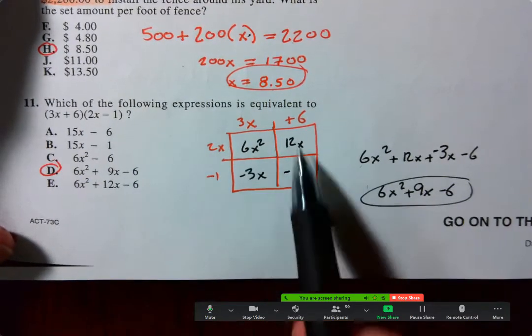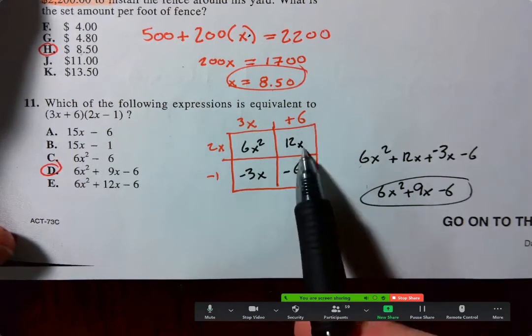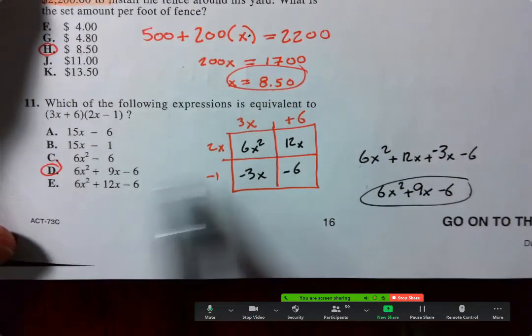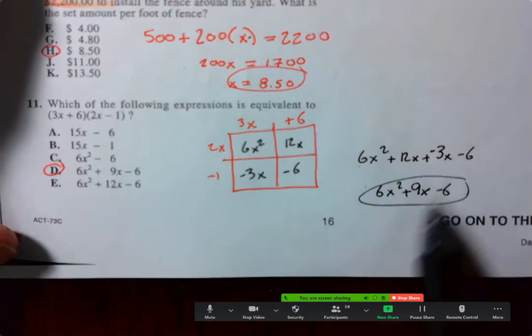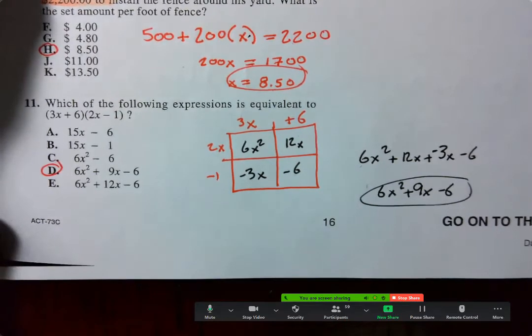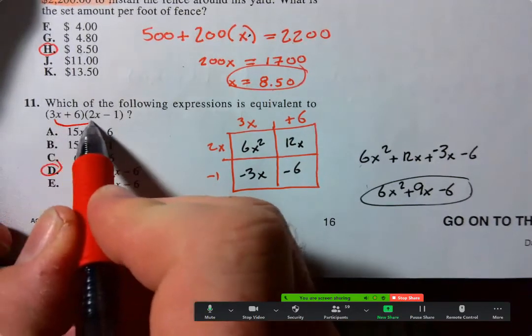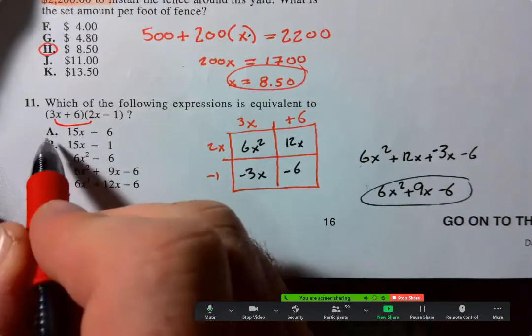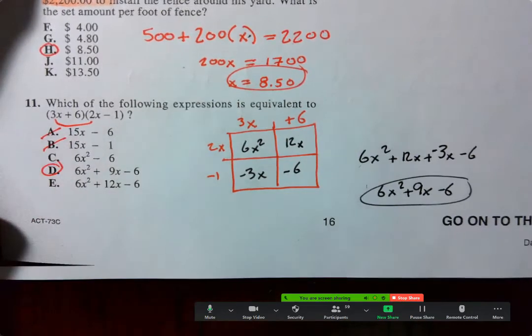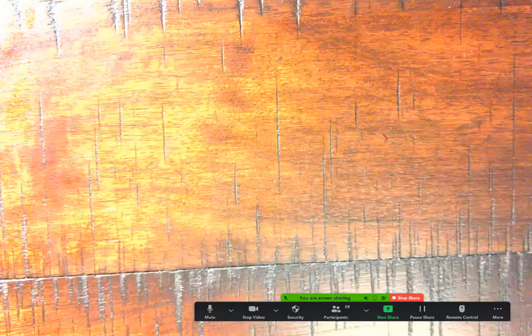And then to get these black numbers, I just multiply, right? 3x times 2x is 6x squared. Same thing with all the others. And then just add up the black numbers. They give us 6x squared plus 9x minus 6. Again, you could also get it by doing the FOIL technique. And if you do the FOIL technique, 3x times 2x is 6x squared. That would safely eliminate A and B automatically, right? And then you got to kind of carry out the rest of the way on it. Okay, so that is 11.